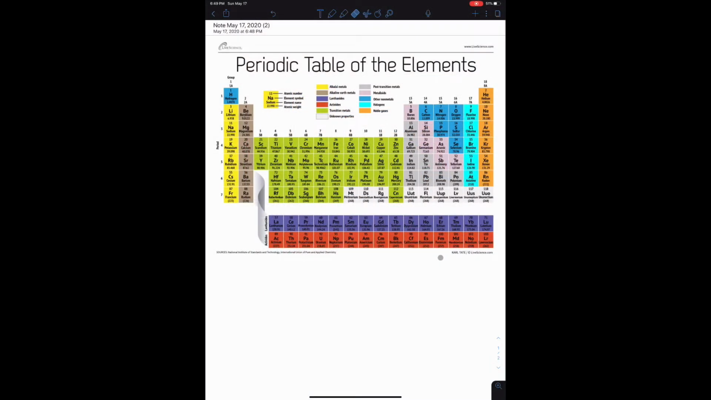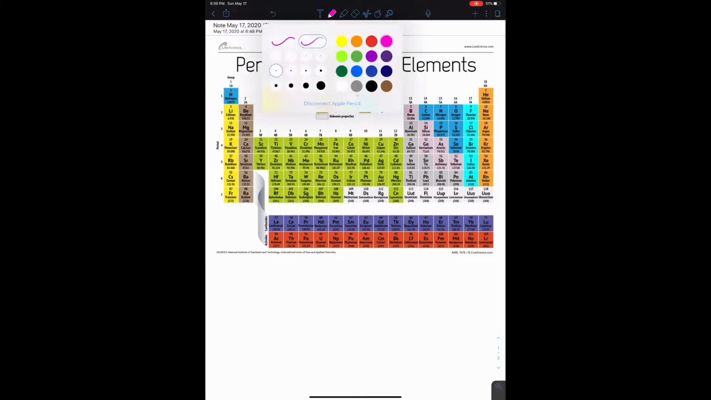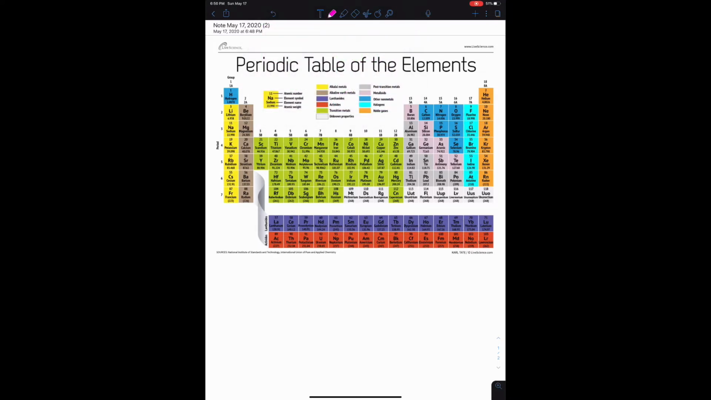All right, bye. Hello, this is Hadley, and here I have the periodic table of elements, my favorite little chart. And I'm just going to show you some things on this chart so you can start understanding how it's organized. So right here, I'm circling hydrogen. It's the first element on the periodic chart.